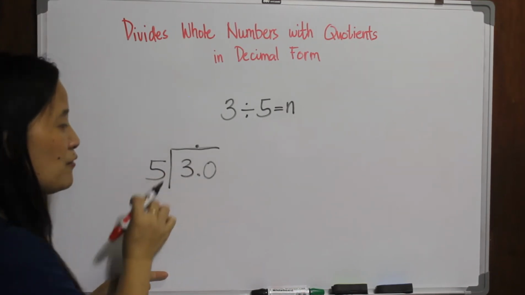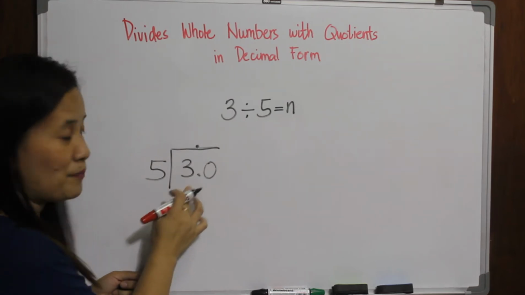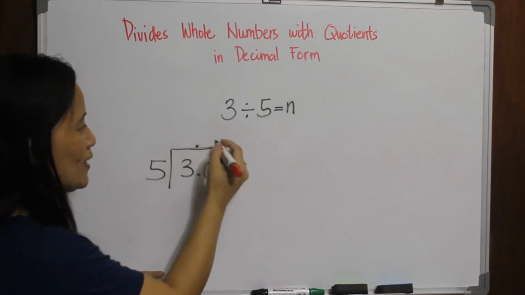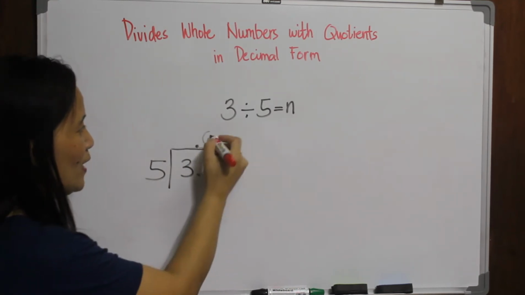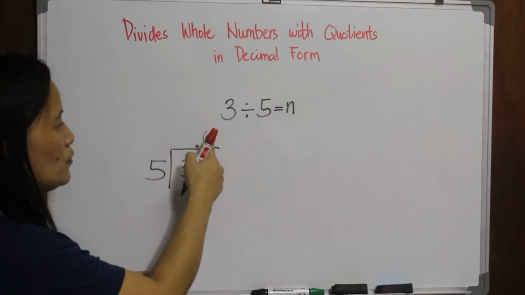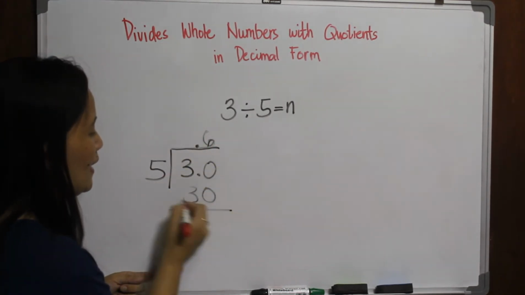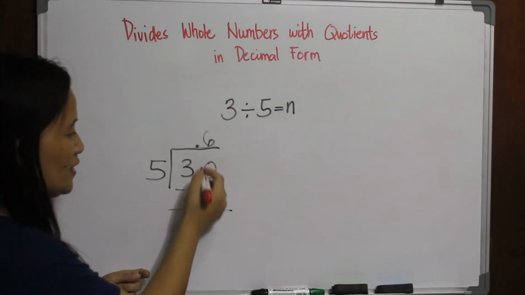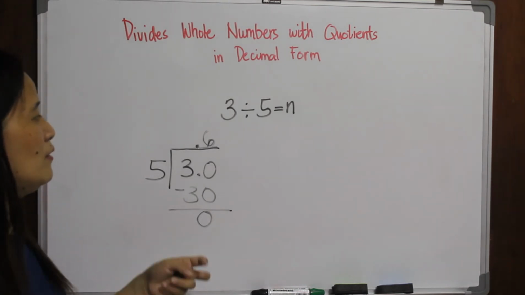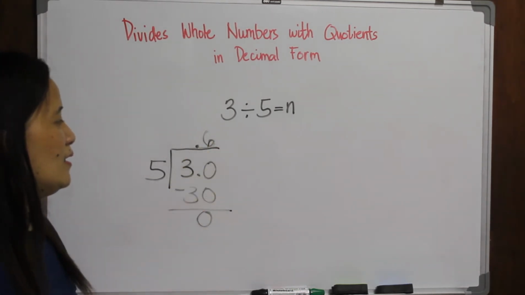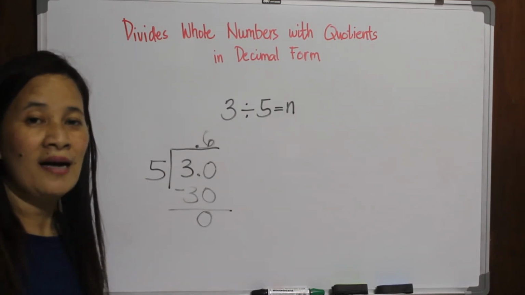So 30 divided by 5, that is 6. Since ang ginamit natin itong 30, yung ating sagot dapat ay katapat ng 0. Kasi 3-0 yung ating nagamit. Okay? Then multiply. 6 times 5, that is 30. Then, the next step is subtract. 30 minus 30, that is 0. Okay? So, meaning, each of her friends will receive 0.6 of the chocolate.